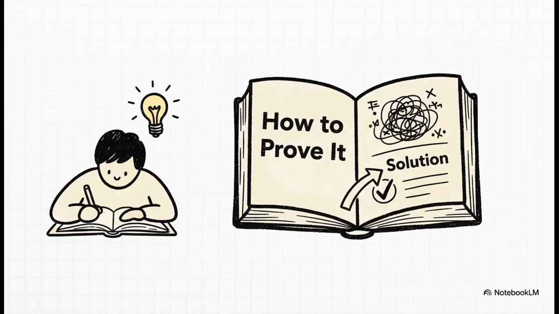The best tool for the job, hands down, is Velleman's How to Prove It. This book is fantastic, especially if you're studying on your own. It's clear, it's to the point, and the secret weapon? It has solutions in the back. That feedback loop is absolutely critical when you're starting out. It's how you know you're actually getting it right.